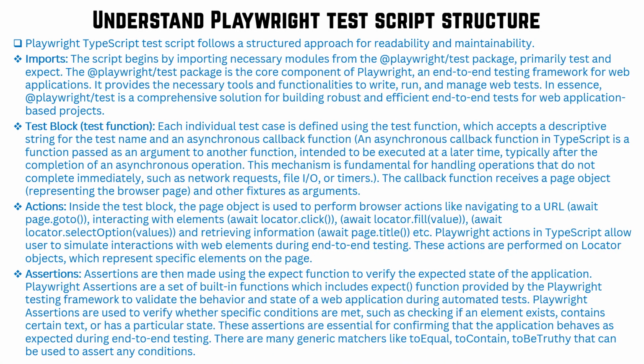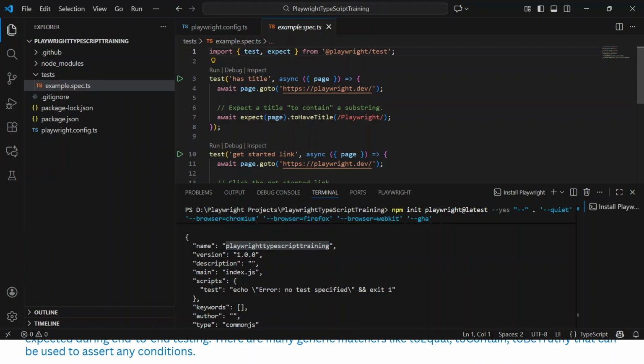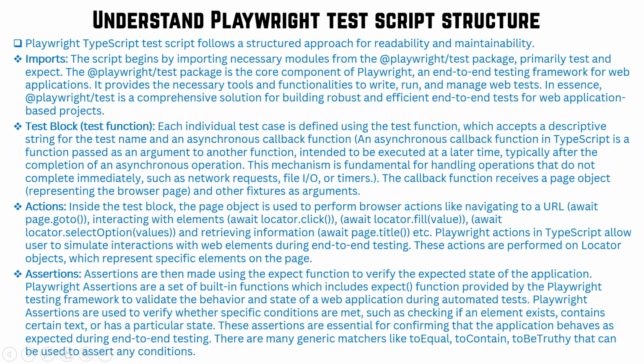Okay, so a Playwright TypeScript test script follows a structured approach for readability and maintainability. There are four important things here you need to understand from the test script structure perspective. First one is the import. The script begins by importing necessary modules from the @playwright/test package. So this is your package from where all the imports are happening, right?